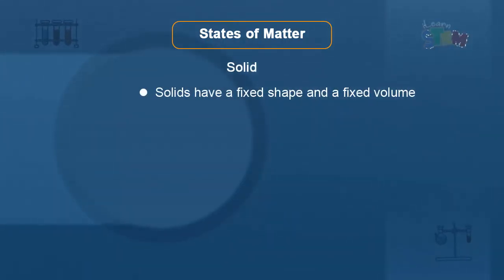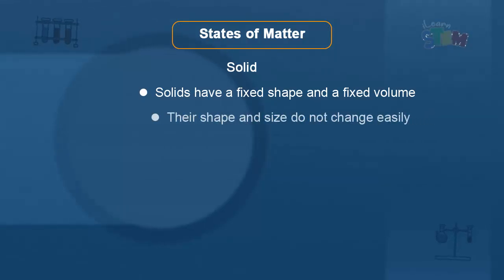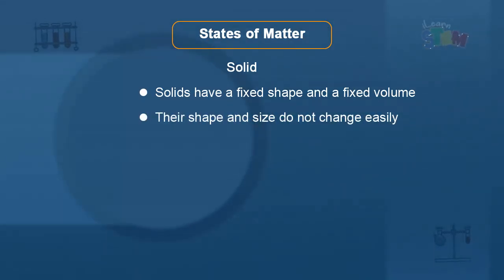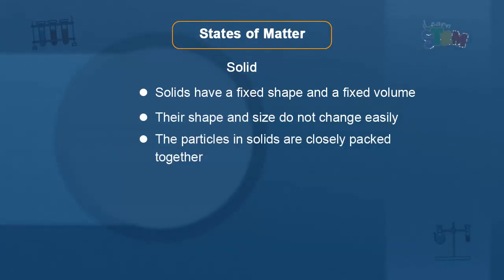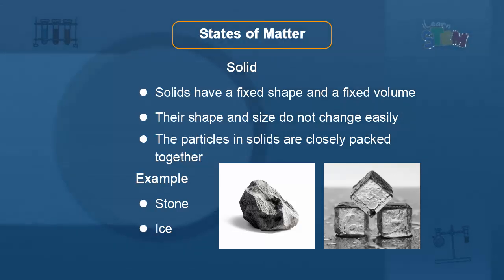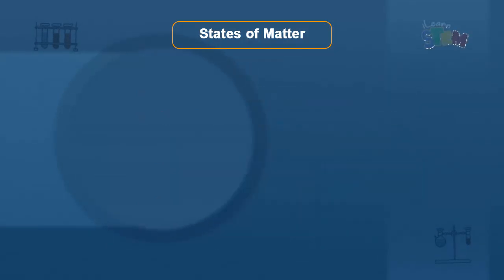A solid has a fixed shape and a fixed volume. This means its shape and size do not change easily. In solids, the particles are tightly packed together. Examples of solids include stone and ice. When you hold a stone in your hand, its shape does not change. Ice also keeps its shape until it melts.